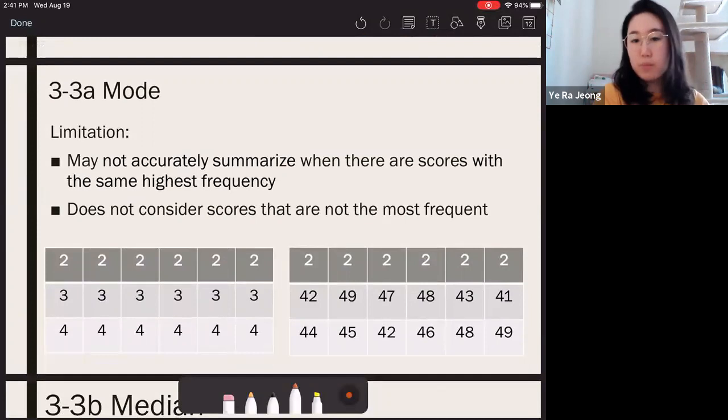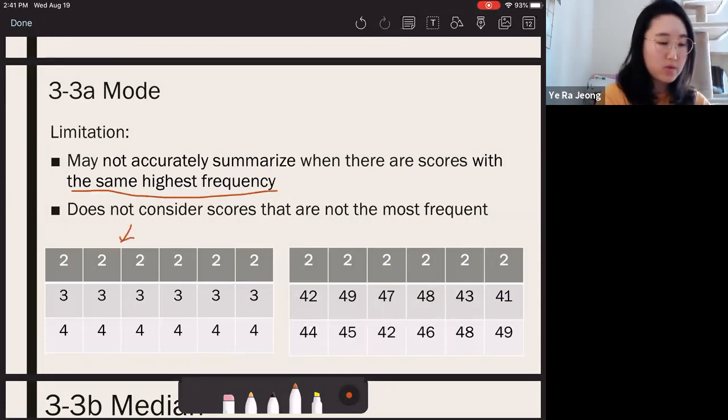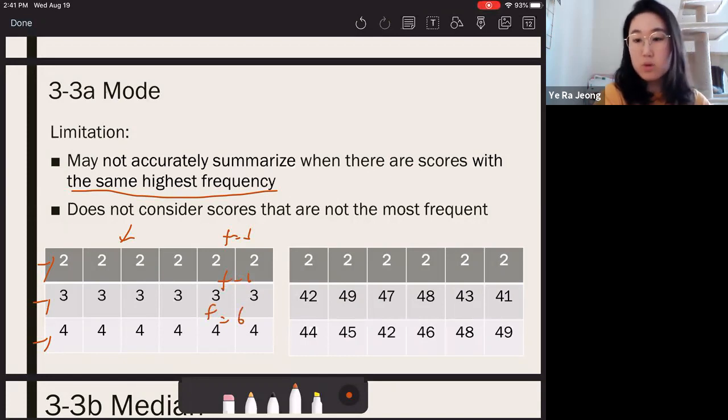But mode is far from perfect. Just picking a number that has the highest frequency is not very useful, especially when there are multiple scores that have the same highest frequency. So in this example, you see 2, 3, and 4 all have the same frequency of 6, right? What to do? In that case, the mode is actually 2, 3, and 4. So then mode is not really useful because the mode is all the data, okay?